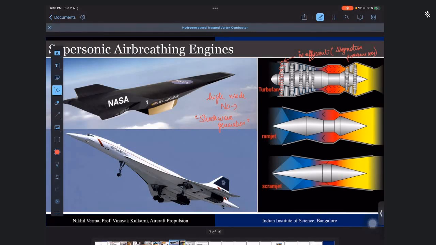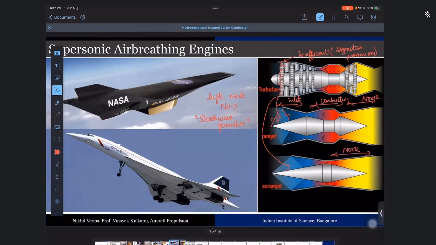To counter this, we have something known as ramjet engine and a scramjet engine, where we don't have a compressor to increase the pressure. So we use a shock wave to increase the pressure across the inlet. This is the inlet. This is the combustion chamber, and this is the nozzle.